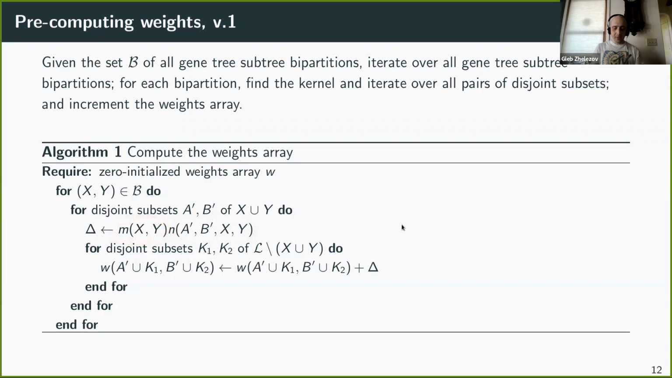Then, since you don't have to do this computation anymore, you look at the complement of X union Y. You look at every possible pair of disjoint subsets, and you update the weight for A prime union K1 and B prime union K2 by this delta that you've computed over here. Then you end the loop, and you have to run it many times. That is how you do it.